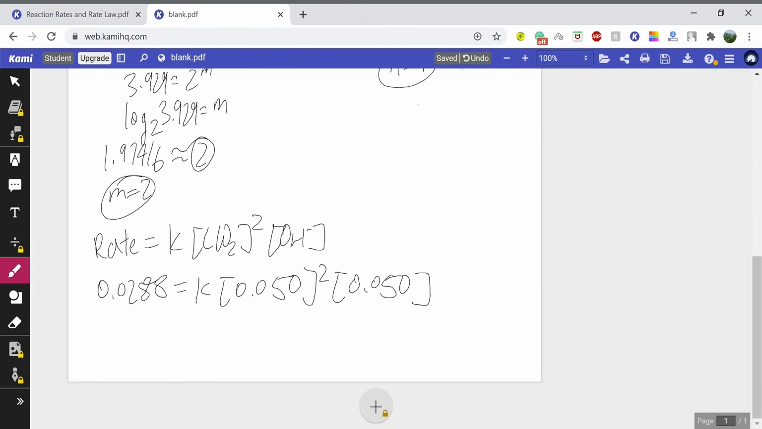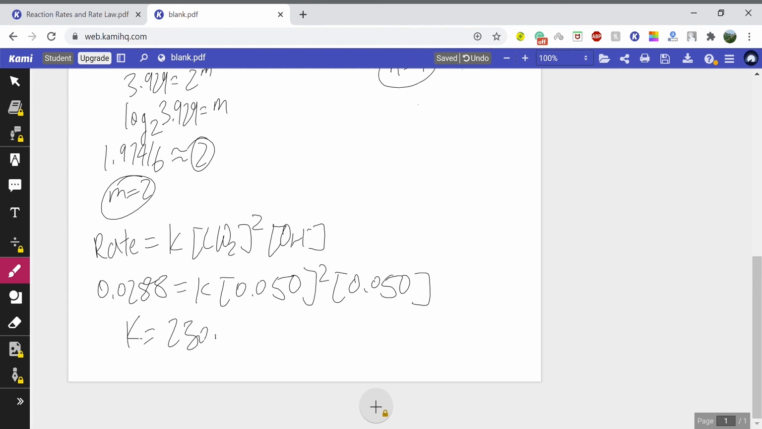Okay. So now to find K, we simply square 0.050 and divide both of these from this. So 0.0288 divided by 0.050 squared, divided by 0.050. That gives us K equal to 230.4. We need to save it to 3 significant digits, so let's just keep the point over here.